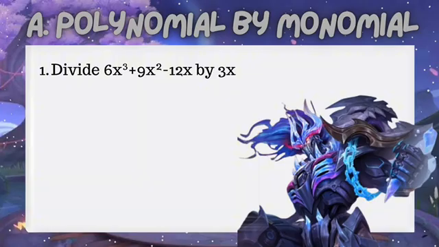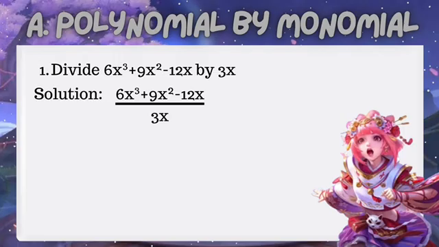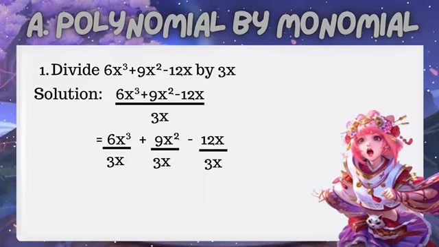Dividing a polynomial by a monomial is like splitting a pizza into equal slices, where each slice has a certain size and the pizza represents the polynomial. In this case, we're dividing each term of the polynomial by the monomial. First step is to write it as a fraction. It can be easier to visualize if you write the division as a fraction. Second step, we need to separate the terms. Split the fraction into individual terms, each divided by the monomial.